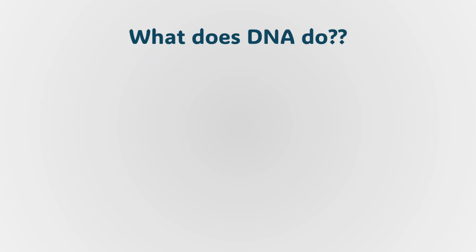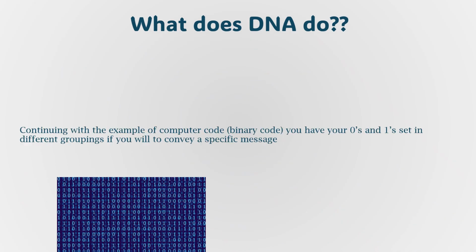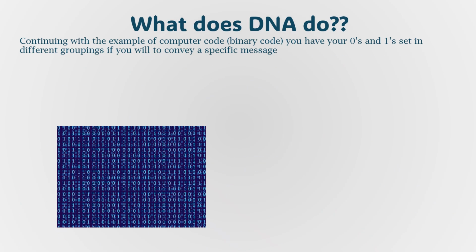So what does DNA do, right? We talked about what it is. DNA is like computer code or an instruction manual for your body. So if we continue with the example of computer code, in this case binary code, you have zeros and ones, and they are set in different groupings, if you will, so they can convey a specific message. But each different grouping and pairing conveys different messages.